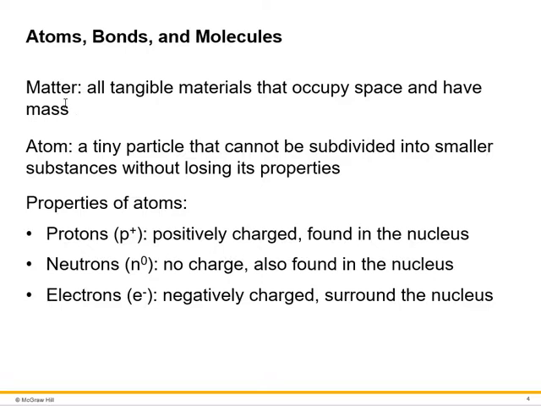And so in here, we talked about matter. It's anything that occupies space and has a mass. So it has a volume, and that's what we mean by occupying space. This is volume and a mass. So particles have space and have mass. So that is matter. An atom is a tiny particle that cannot be subdivided into smaller substances without losing its properties. So like I said, it is the basic unit of structure and function of matter.